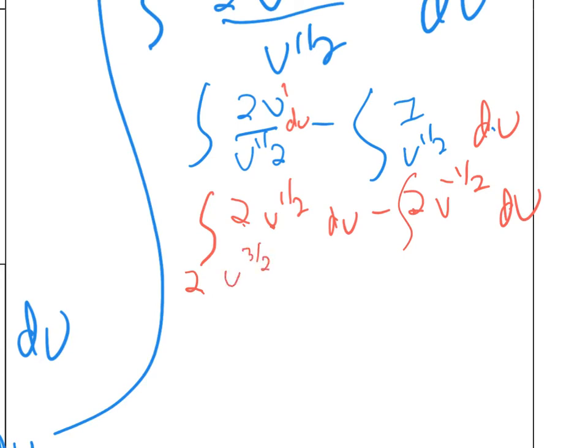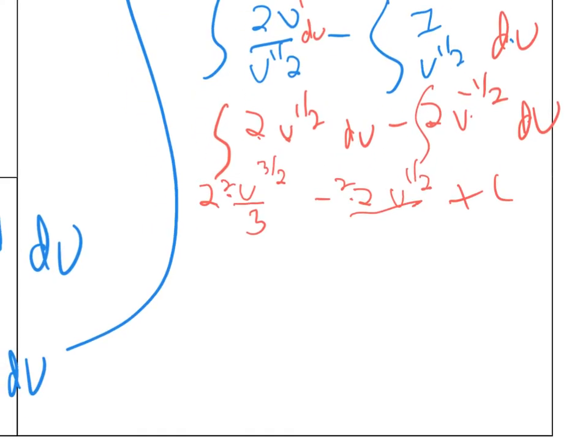u to the 3/2 over 3/2, minus, what's a negative 1/2 plus 1? It's a 1/2, so that becomes minus 7 times u to the 1/2 over 1/2, plus c. So it's coming together really well: 4/3 u to the 3/2 minus 14 u to the 1/2.